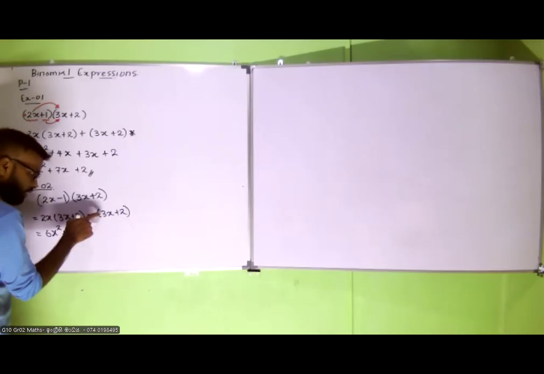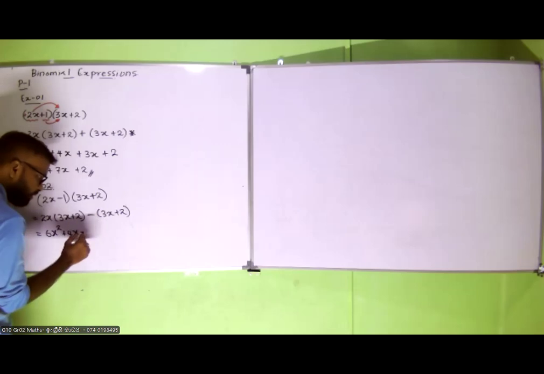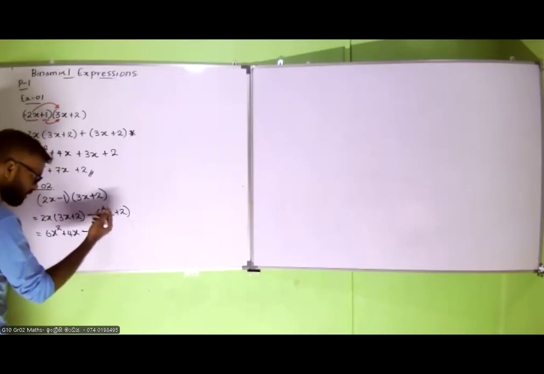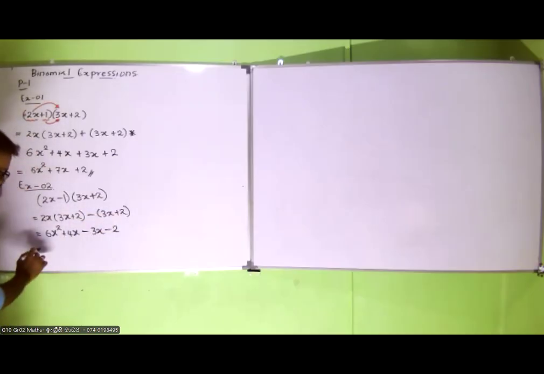Inside you have positive and positive, but outside you have a negative sign. So simplify it: negative into positive, negative 3. So all positive signs will be negative for this one now.